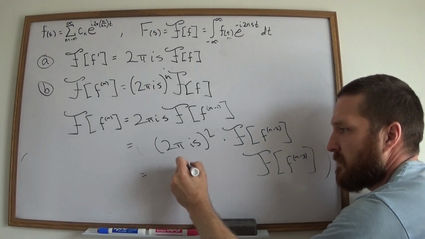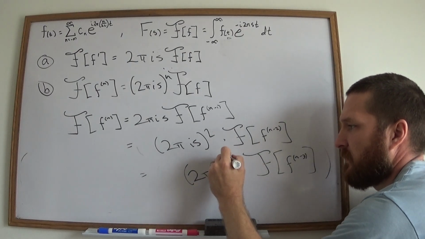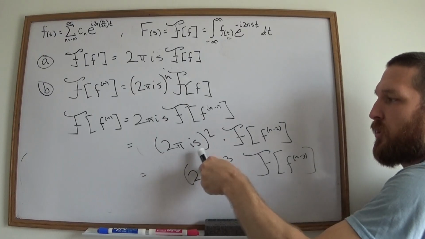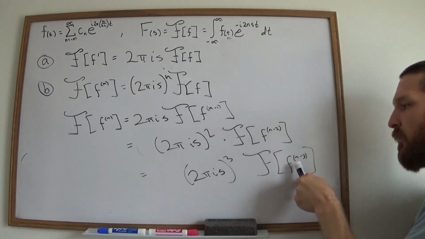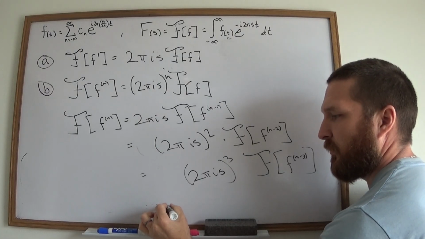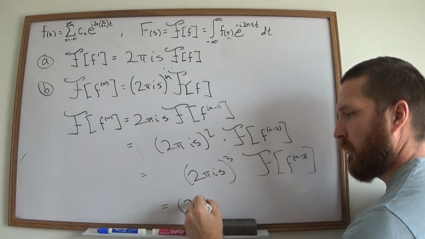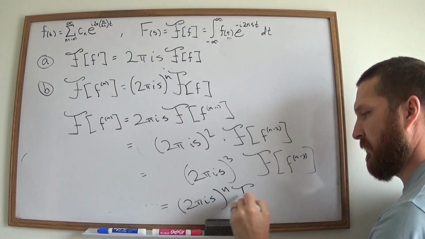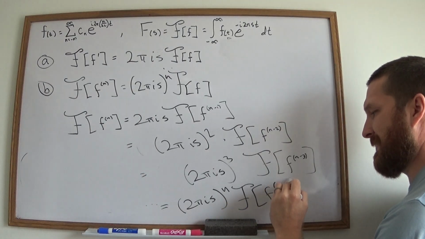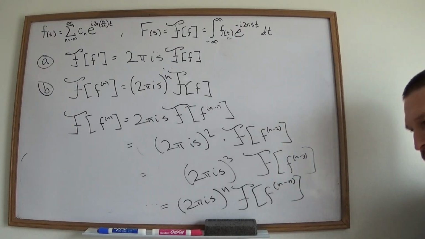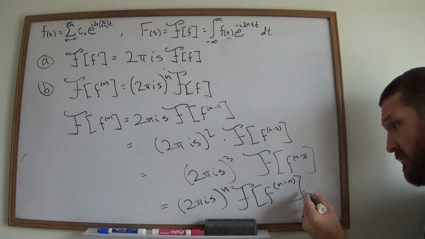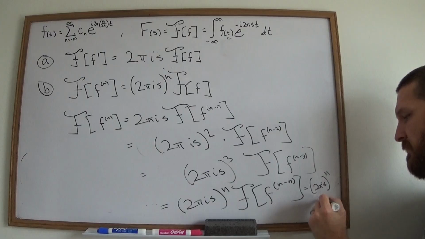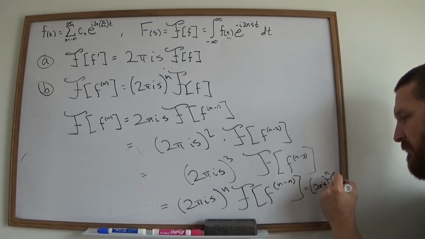That's just a 2 pi i s to the third. And we could say, okay, then you get one of them when it's n minus 1, two of them when it's n minus 2, three of them when it's n minus 3. So I'm not going to do a formal proof. 2 pi i s would be to the nth power when you have f n minus n, which is the 0th derivative. The n minus n is the 0th derivative, so that's just the original function. So that's 2 pi i s to the nth power times the thing that we're looking for, the Fourier transform of the original function f.